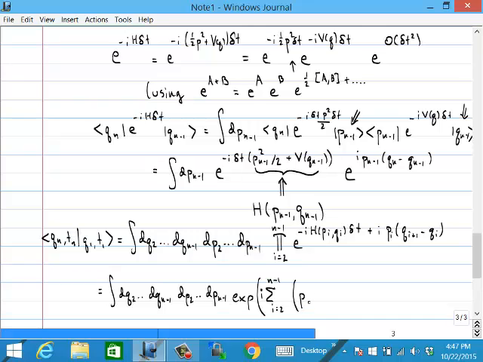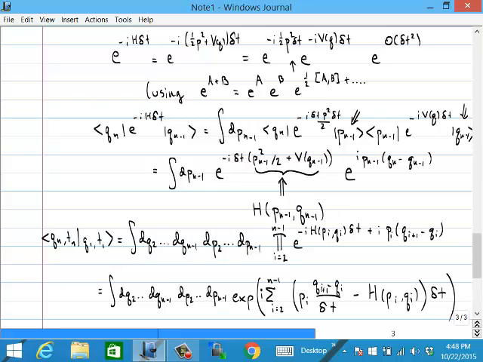So you get a p_i times q_{i+1} minus q_i. And I'm going to pull out an overall factor of delta t, so I'll just divide by delta t there and subtract off h of p_i, q_i. And we're multiplying by delta t. Everyone with me so far?